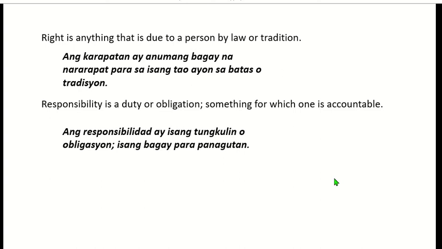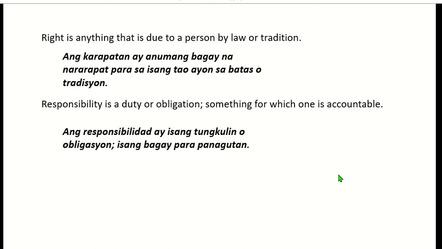So, ano ba yung mga bagay-bagay na nararapat para sa isang tao? Na ito ay nakaalad sa ating batas o sa ating mga tradisyon o kaugalian, no? Responsibility is a duty or obligation, something for which one is accountable. So, ang responsibilidad ay isang tungkulin o obligasyon, isang bagay para panagutan, no? So, yan ang pagkakaiba ng karapatan at responsibilidad.